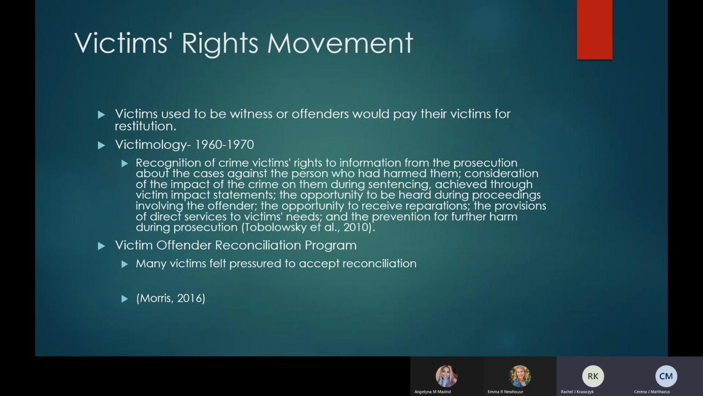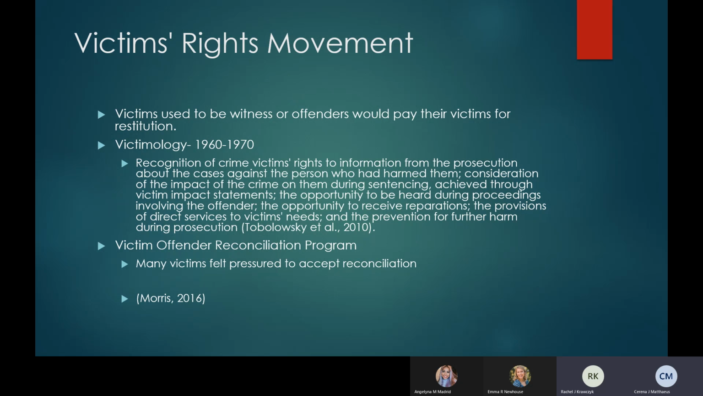So the start of restorative justice was the victims' rights movement. The victims used to be witnesses against offenders. Offenders would pay their victims restitution. And victimology was created in the 1960s and 1970s. Victimology is the recognition of crime victims' rights to information from the prosecution about the cases against the person who had harmed them, and consideration of the impact of the crime on them during the sentencing. This is achieved through victim impact statements. This is the opportunity to be heard during proceedings involving the offender, the opportunity to receive reparations, the provision of direct services to the victim's needs, and the prevention of further harm during prosecution.